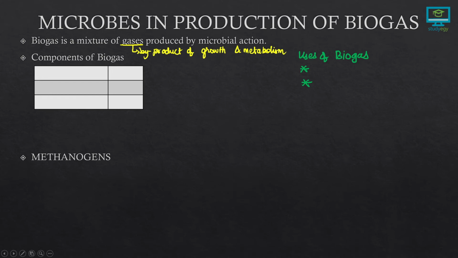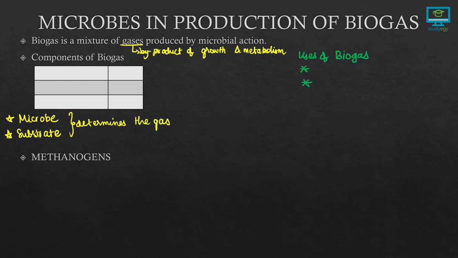So the gas is a byproduct of growth and metabolism of the microbe. Now, the type of gas which we get usually depends on two conditions: one, the type of microbe, and two, the substrate which we provide the microbe. So these two determine the gas released. Now coming to the main components of biogas, we have majorly methane, that is CH4, carbon dioxide, hydrogen and hydrogen sulfide.